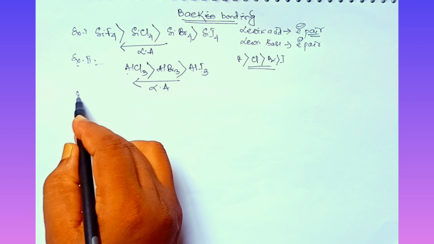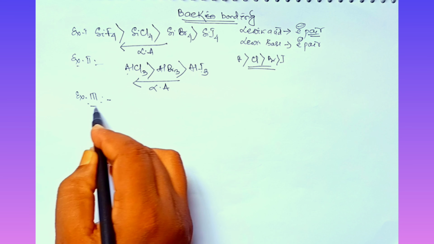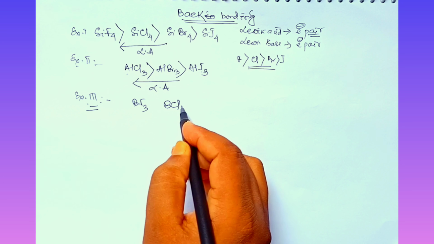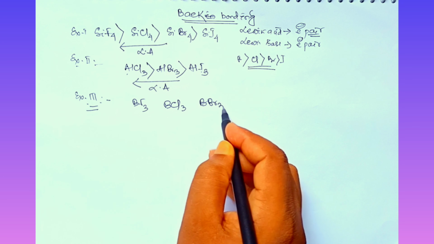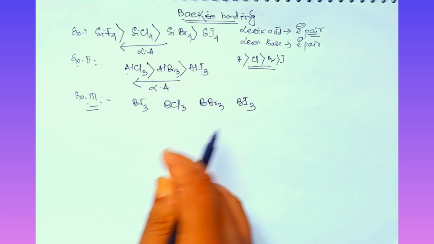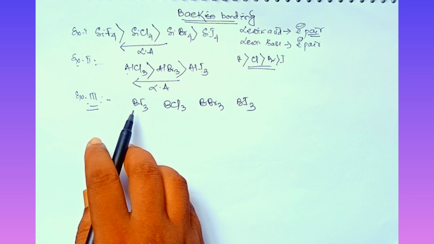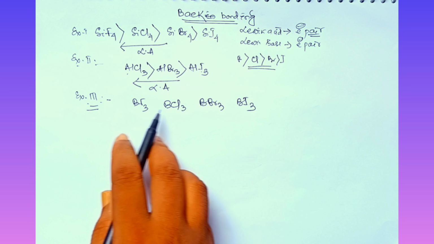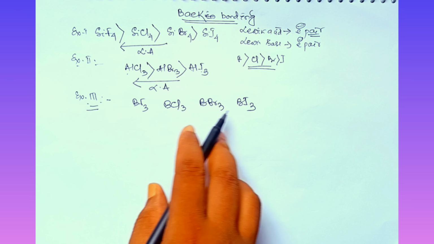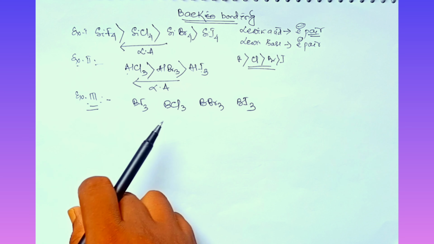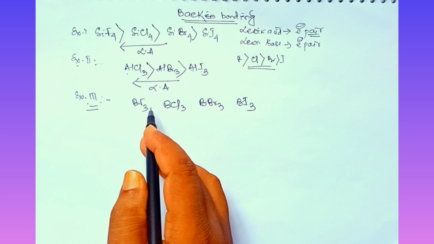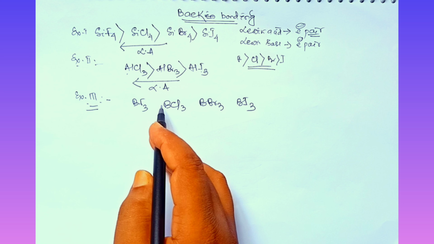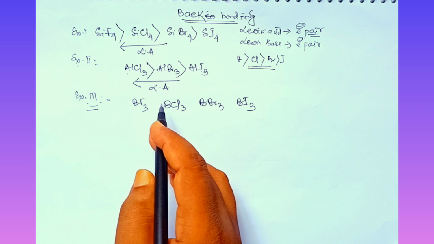Now we will take example number 3: BF3, BCl3, BBr3 and BI3. Here the central atom is boron. This is the acceptor atom and fluorine is the donating atom. In all the cases boron is the acceptor atom. Here back bonding is possible, and boron belongs to the second period. So here effective back bonding is possible.